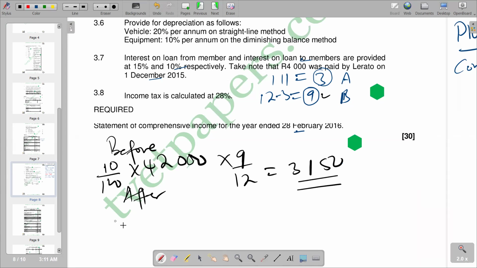So we are saying 10 over 100 times 38,000 times 3 over 12. Remember, the number of months that we have after is 3. So we say 3 over 12, and we calculate that to see what we get there.